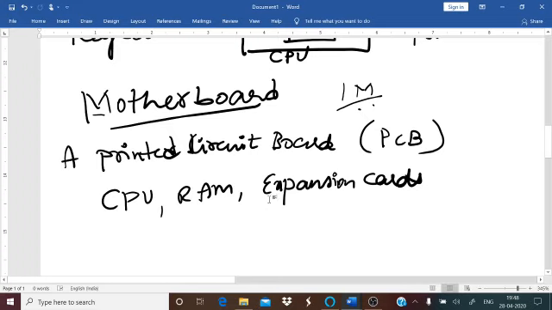The next session will consist of the components of the motherboard and also the factors and the characteristics of the motherboard. And also the types of the motherboard.